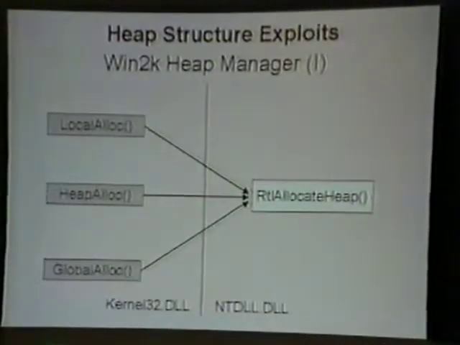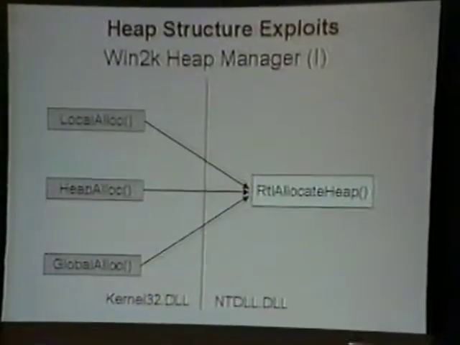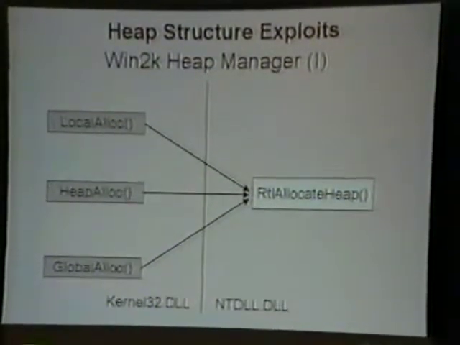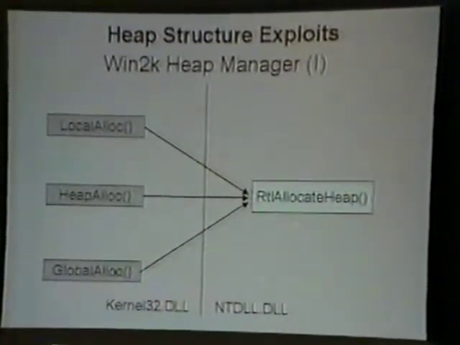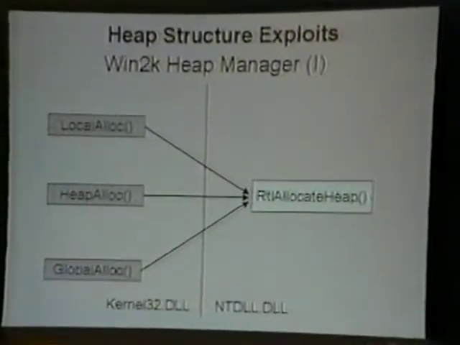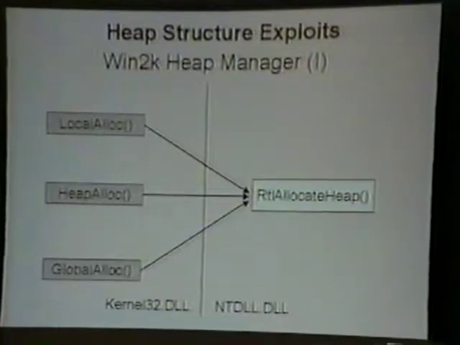And what's funny though is that all three allocation functions in the Win32 API, LocalAlloc, HeapAlloc, and GlobalAlloc, end up calling RtlAllocateHeap in NTDLL. I heard that these two are only there for legacy reasons, so that might be an explanation. So what we need to do is take apart RtlAllocateHeap in order to find out what we have to do in order to write to arbitrary addresses.